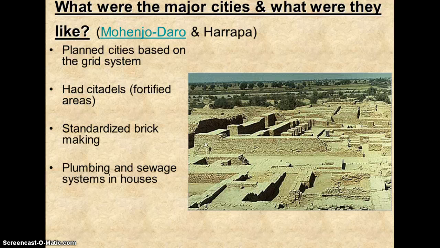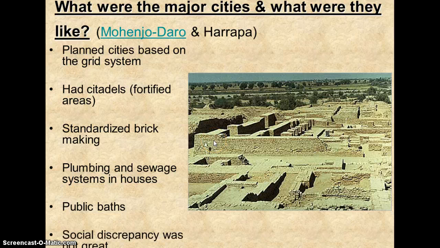They also, all these houses have plumbing and sewage, which means they have running water, and you can go to the bathroom and have the wastewater go out. And the public baths, which we're going to see later in Rome, are a way to keep everybody clean so you can live together in these, they're basically apartment buildings, without getting sick. And it appears everybody's house was the same, so we know that the social discrepancy was not large or great.